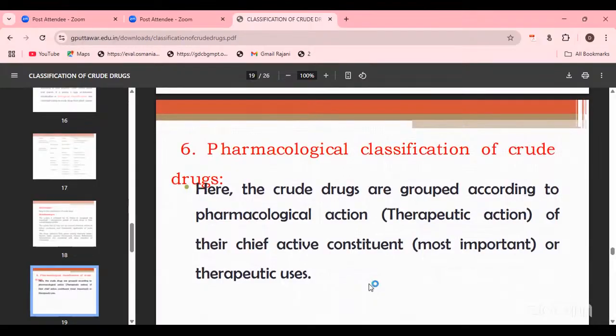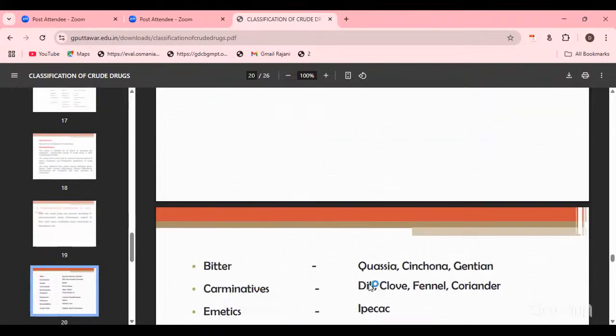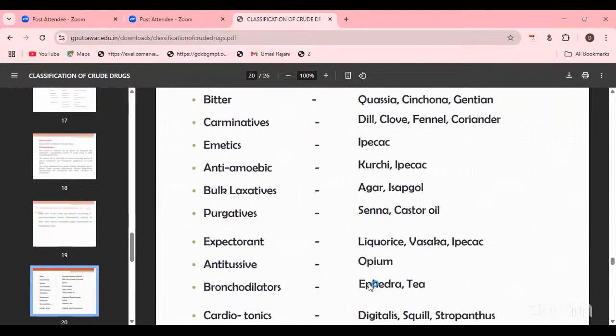What is the pharmacological classification of crude drugs? Here, the crude drugs are grouped according to the pharmacological action, therapeutic action, and their chief active constituents. Most important are the therapeutic uses. Here, bitters: Picrorhiza, Cinchona, and Gentian. Carminatives: dill, cloves, fennel, and coriander.